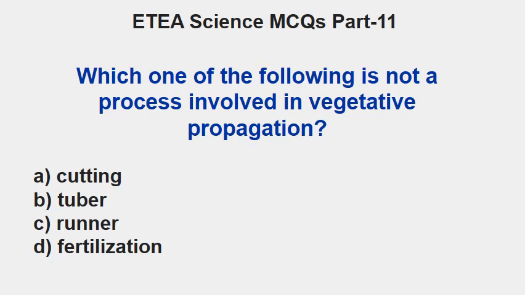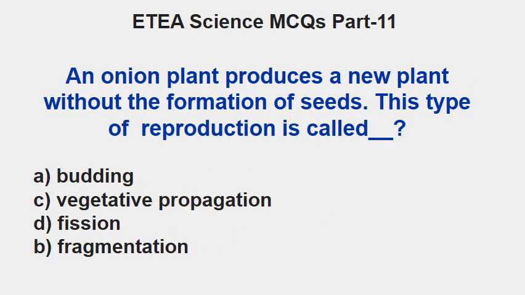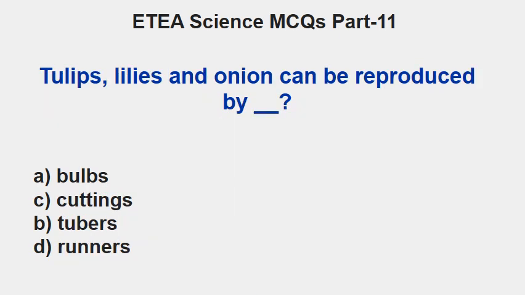Which one of the following is not a process involved in vegetative propagation? Sexual reproduction is a big advantage to a group of organisms because it provides a lot of. An onion plant produces a new plant without the formation of seeds. This type of reproduction is called. Tulips, lilies, and onion can be reproduced by.